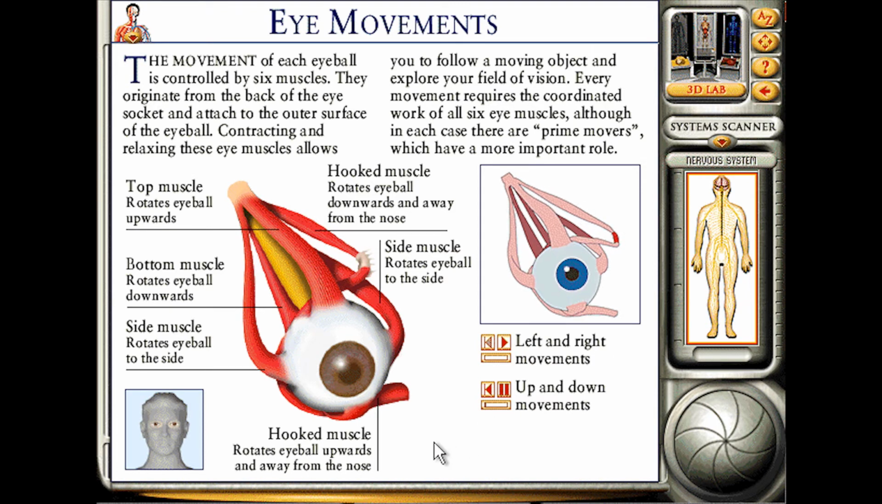Your eye is moved up and down by four muscles. The most important two, the prime movers, are attached to the top and bottom of the eyeball. When the top muscle contracts, it pulls the eye up, and when the bottom one contracts, it pulls the eye down.